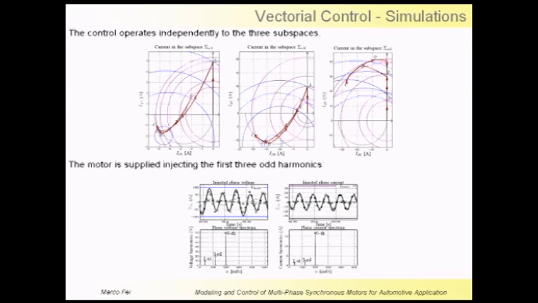Since we consider a 7-phase synchronous motor, we operate in three different subspaces shown here, and we feed the motor by injecting the first, then the third, and the fifth components. So using the proposed control, the multi-phase synchronous motor is injected with the first three harmonics.